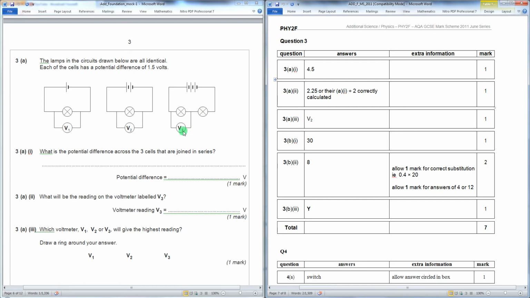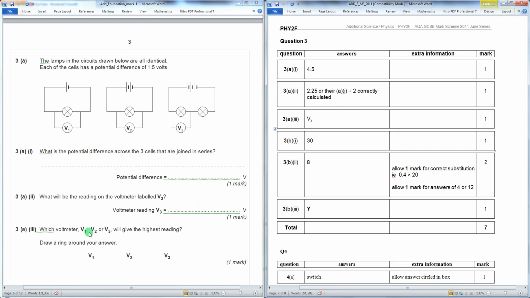That means the V3 voltmeter will read half of the 4.5. And if you put that through your calculator, that will give you 2.25 volts for the voltmeter reading for V3. You got that mark even if you got the first part here wrong, provided whatever you put for your answer for 3A part 1, you put half of it in 3A part 2.